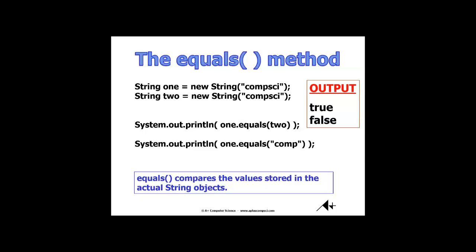So here I've got comp sci and comp sci. That's going to come back true because you have the exact same number of letters. They're all the same. They're in the same order. They're all the same case. We're good to go. On the last line, I have 1 dot equals comp. Well, comp sci does not match comp, so that one's going to come back false. So anytime I want to check to see if one string has the same letters as another string or the same characters, however you want to describe it, I'm going to use dot equals.